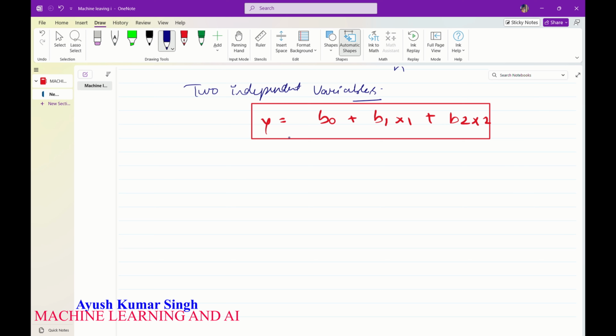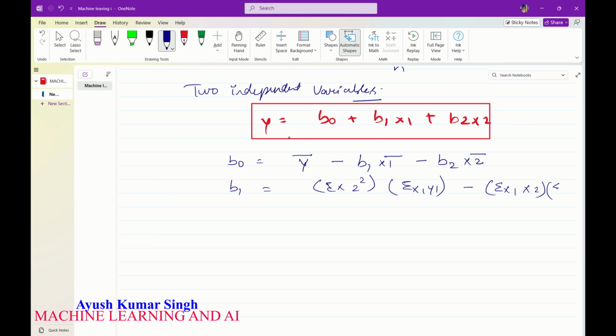So now how to find b0? So b0 would be y minus b1 x1 minus b2 x2. b1 will be sum of x2 whole square upon, no, we'll not do this right now. Let me do it once again. So next we'll find b1, which is sum of x2 whole square, then we have sum of x1y minus sum of x1x2 and then sum of x2y.